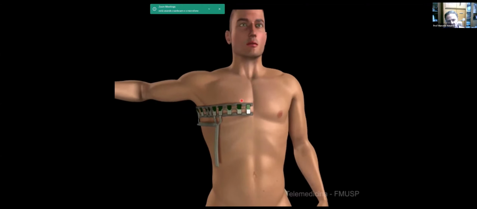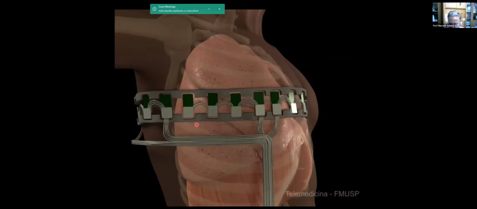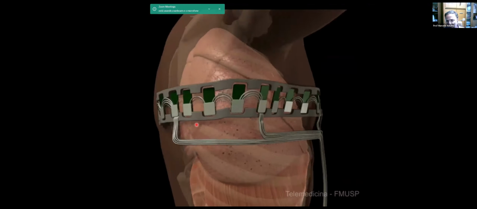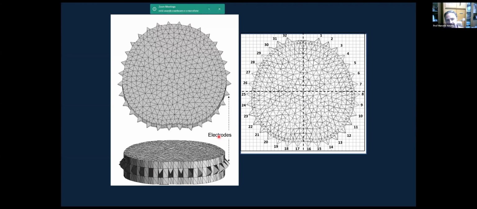So one important question is the representation involved in the EIT image. I mean, which part of the lung are we representing? Typically we put the belt in a cross-section of the lung. And then one important question is to understand how thick is the slice.